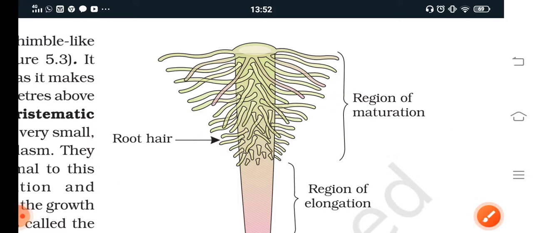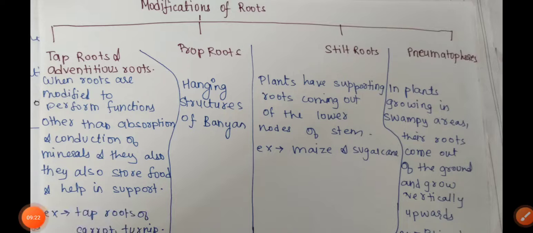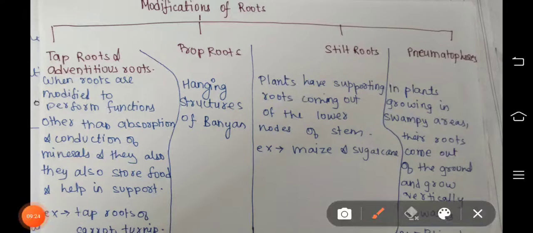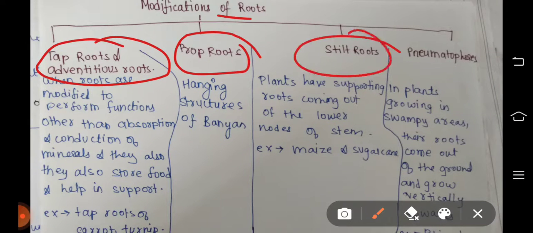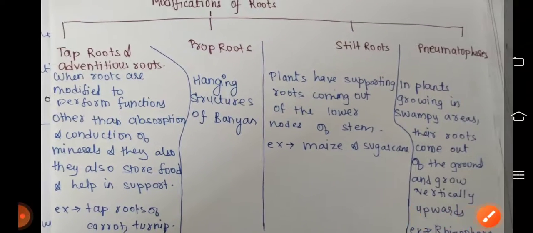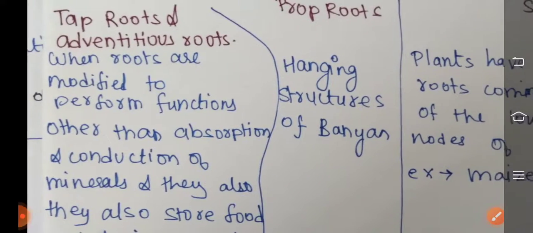Now we'll see the modification of root. Okay, so basically the root is modified into four things: the tap root and the adventitious roots for modification, which we'll be seeing. Then the prop roots, the stilt roots, and the pneumatophores. So let's begin with tap roots and adventitious roots for modification.